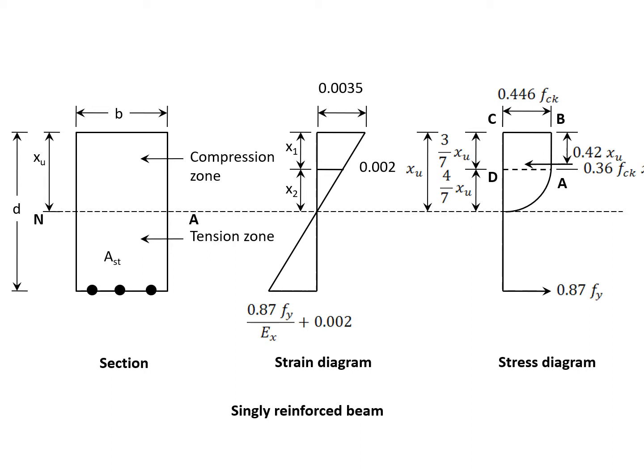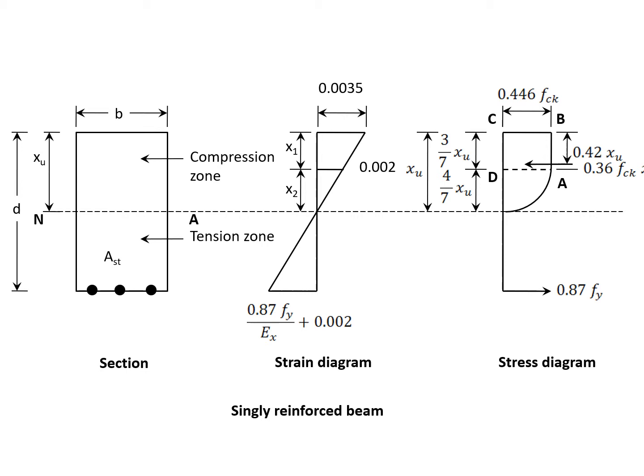now IS code has specified and frozen this diagram. That is, if you see at the top, the maximum strain in concrete will be 0.0035. Then up to 0.002, the stress strain between these strains will be a horizontal line, and then after that, it will be parabolic. So these strains are specified, and look at the bottom.